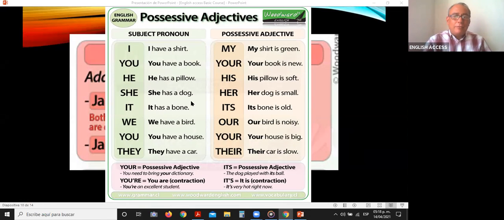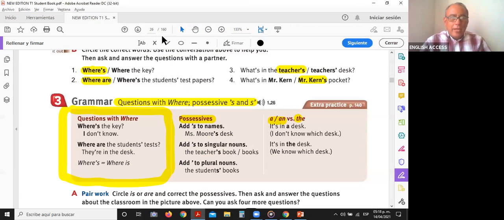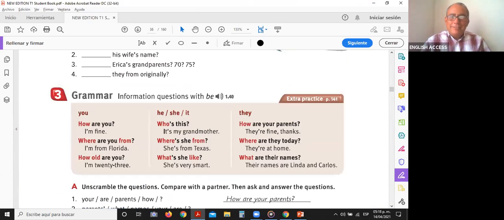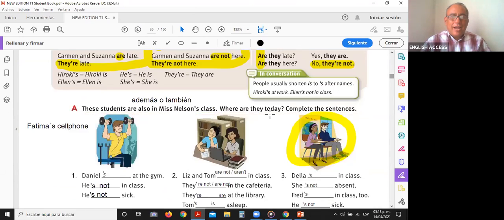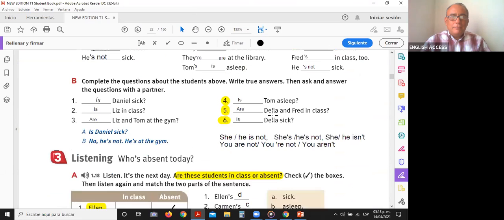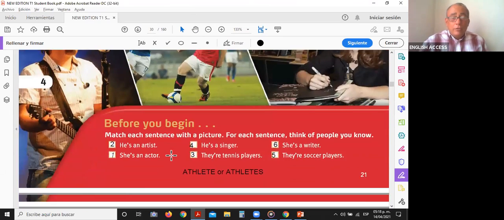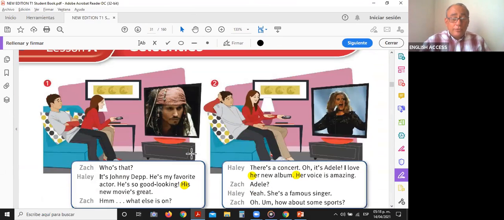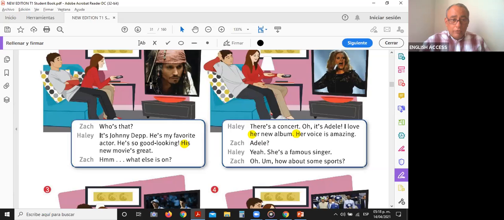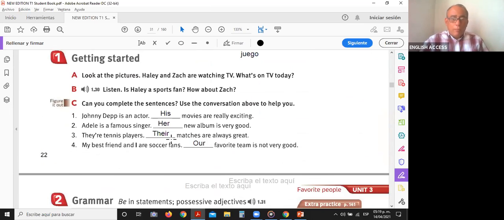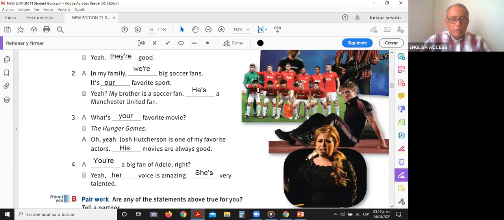This is possessive adjectives. We learned that from the book, page 40. Let's go back to the book. No, 40, no, that's too far, it's 35 or 36. It's right here. Let's go to page 30. Here is where we learn about possessive adjectives. When we learn about Johnny Depp, his movies are great. About Adele, her voice is amazing. Their matches, your favorite team. We practiced this a little bit, and here is where we finished.